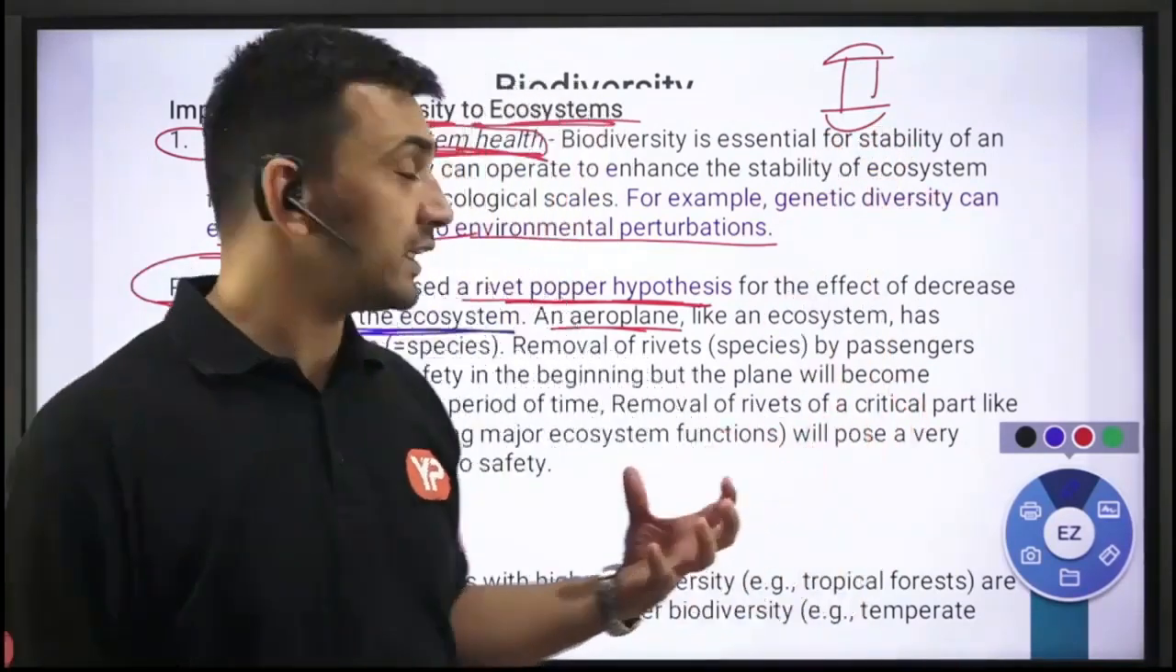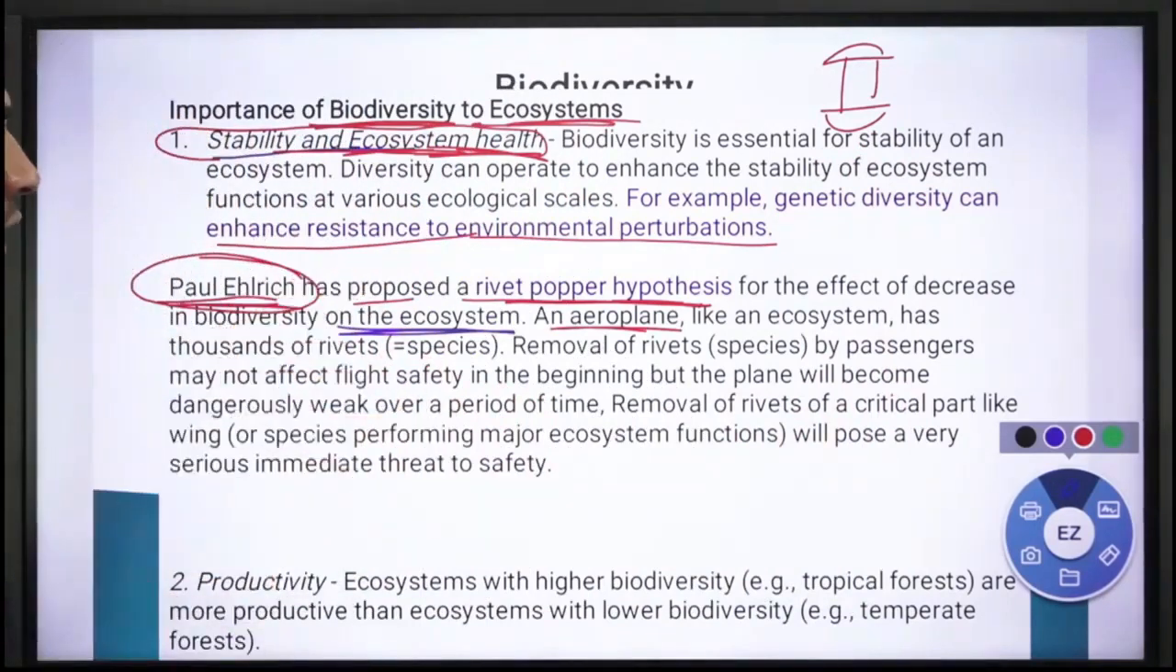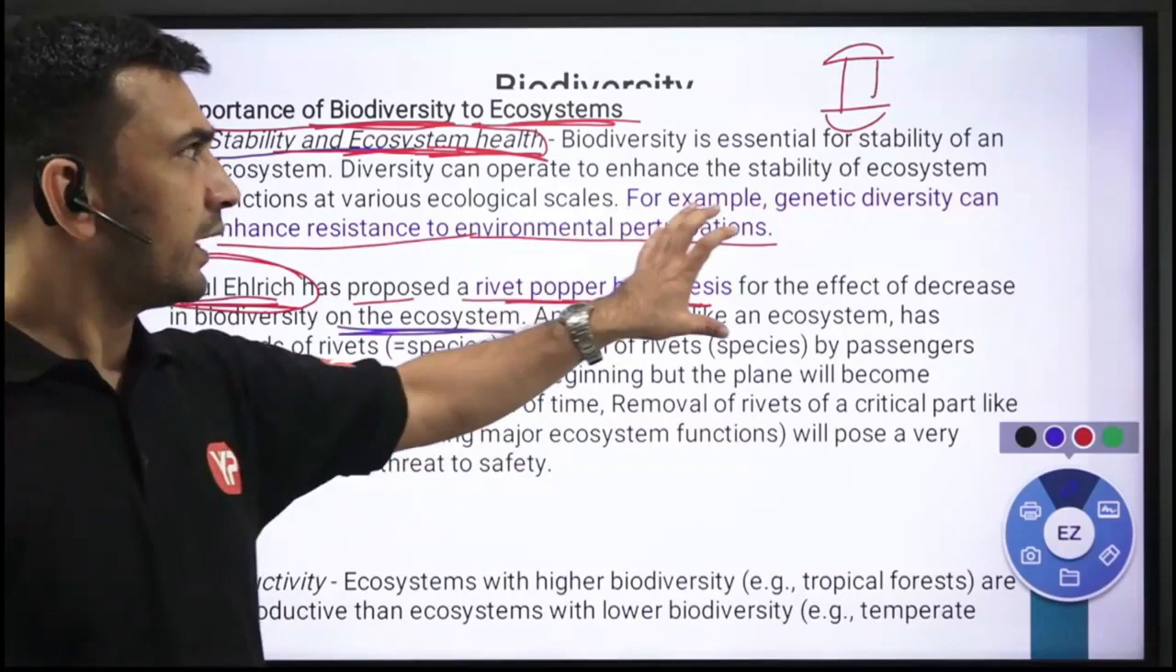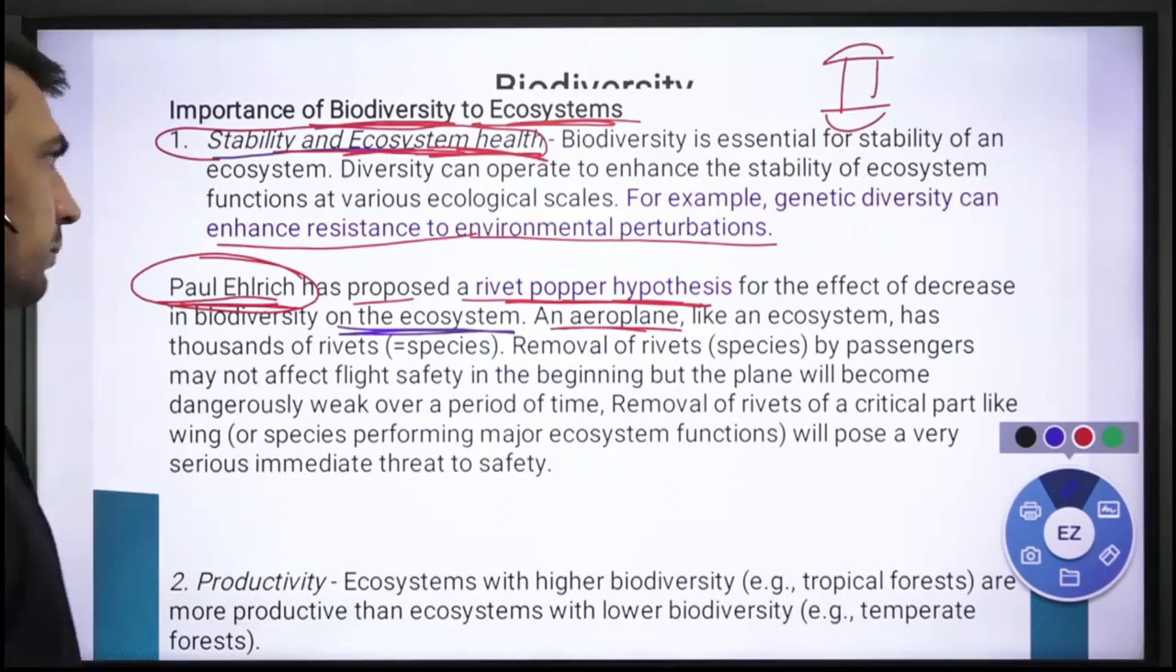So that is how he has tried to relate this particular rivet popper hypothesis by making use of rivets as an example from the aeroplane, and gave it the name rivet popper hypothesis, to explain how that ecosystem can be influenced if you remove any particular species from that particular ecosystem.